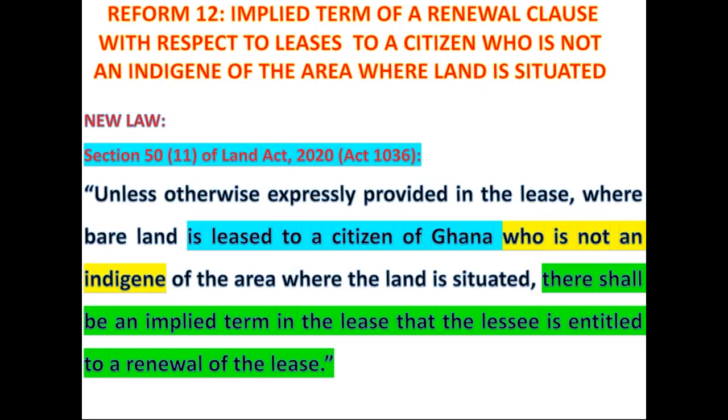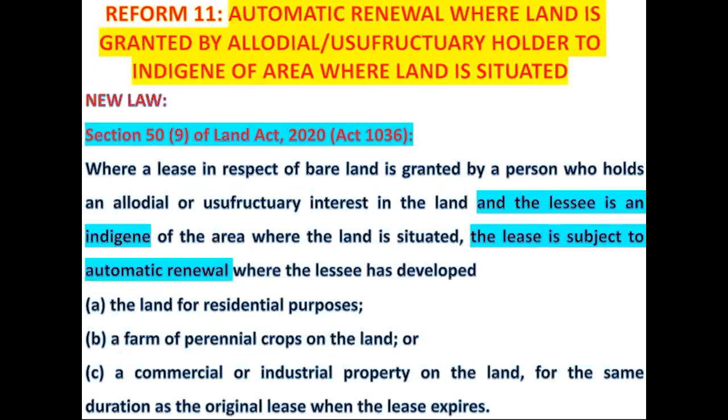So if you compare this to the first one we looked at, you realize that when it is granted by the holder of the allodial interest or the holder of the usufructuary interest, and they grant it to a lessee who is an indigene, that one, there is an automatic renewal.